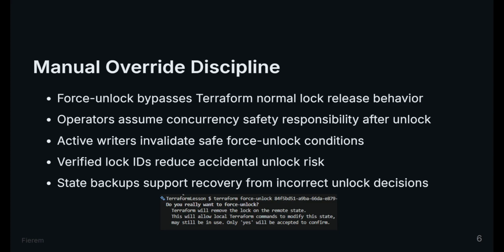Force unlock bypasses Terraform's normal lock release mechanism. The operator becomes responsible for concurrency safety after that point. The safe use case is narrow. No active writer can exist. The lock identity must already be verified. A state backup must already exist. At that point, force unlock becomes a controlled recovery action instead of a panic response.